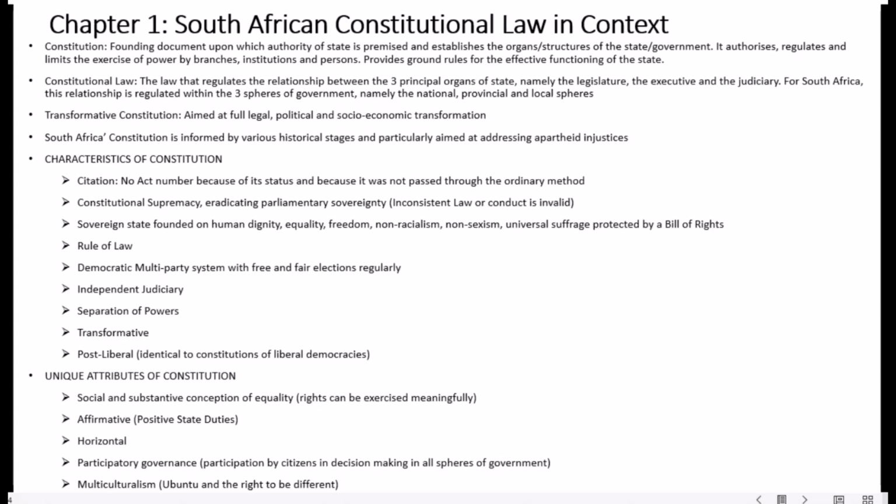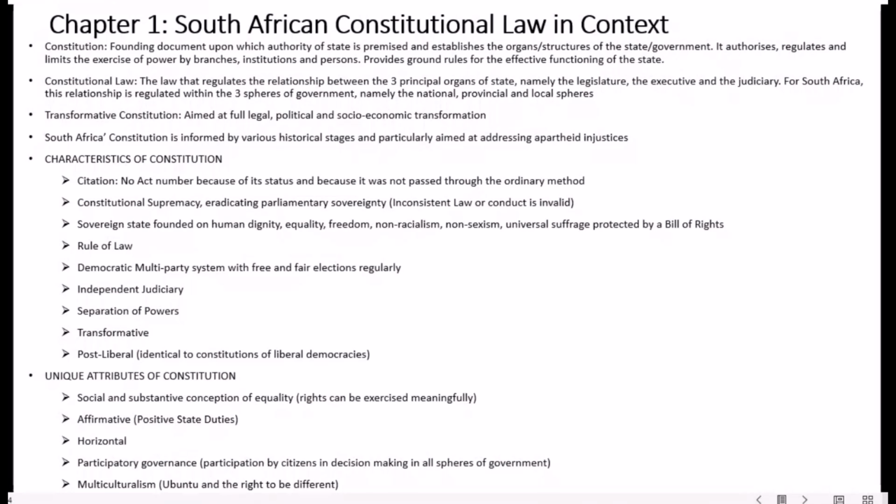And then the unique attributes of the constitution, colleagues. It is social and it encapsulates a social and substantive conception of equality. That means that rights can be exercised meaningfully. It's affirmative. There are positive duties on the state. It is horizontal, meaning that it does not only apply between the state and you and I as citizens, but it also applies between citizens, meaning I have to respect your rights as an individual, you have to respect my rights as an individual. There's participatory governance, meaning that there's participation by citizens in decision-making in all spheres of government.